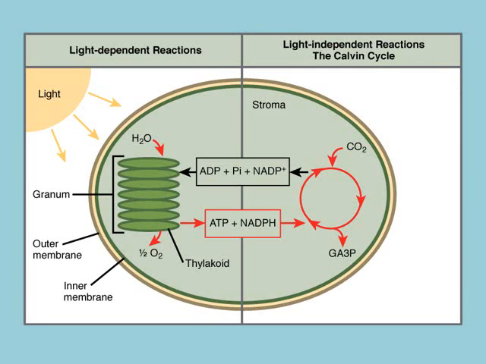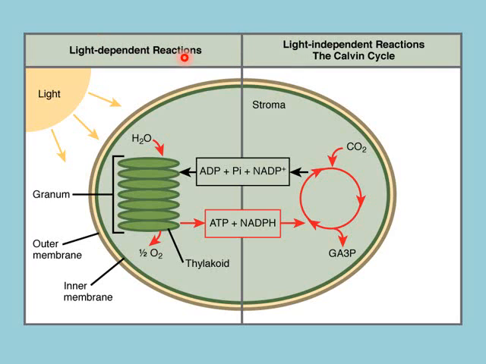So how does photosynthesis work? There are two parts to photosynthesis, and it's basically the light-dependent reactions and the light-independent reactions. These are also called the dark reactions sometimes, the Calvin cycle, the carbon cycle. And these are the two parts of photosynthesis.